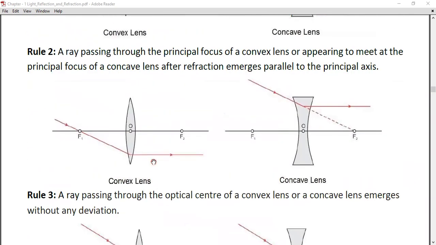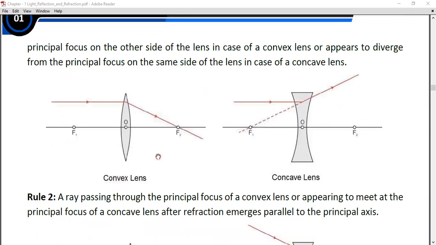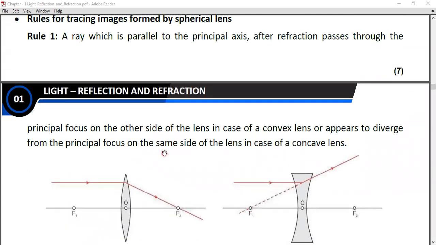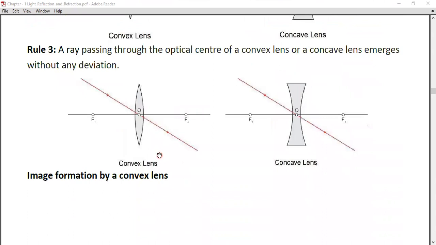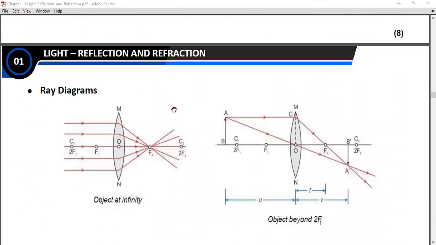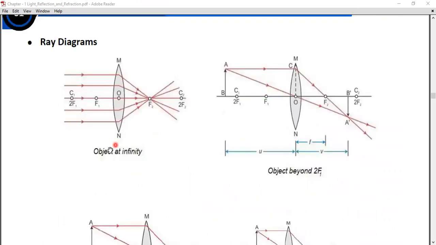Okay, guys. In spherical mirrors, we have 4 rules. Whereas here in lenses, you have only 3 standard rules for image formation. Let us see the image formation by the convex lens. Here, when the object is kept at infinity, guys, the light rays appear to be parallel from the infinite object, and after refraction, they must pass through the second focus like this.